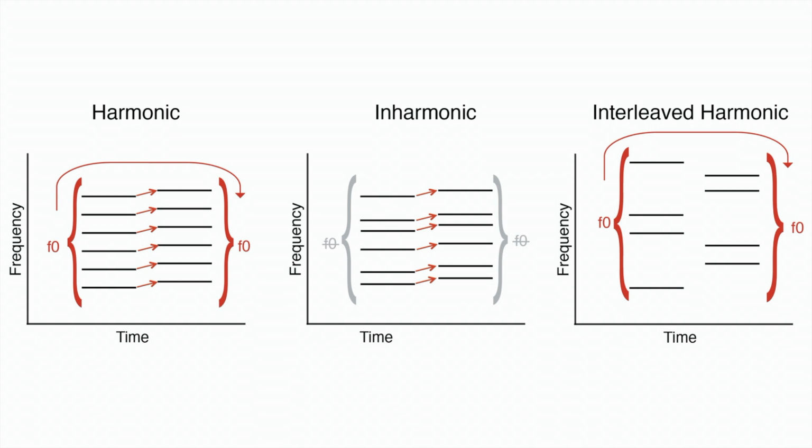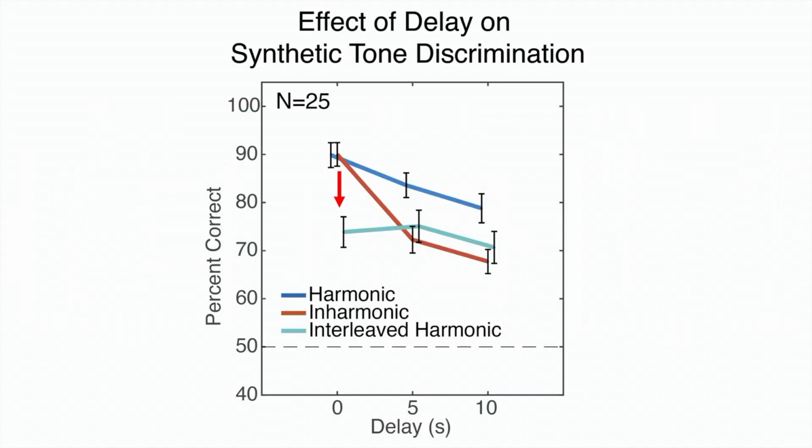Performance without a delay was worse for interleaved harmonic tones than for the regular harmonic and inharmonic tones, but unlike in those other two conditions, interleaved harmonic performance did not deteriorate significantly over time. These results are consistent with the idea that a sound spectrum mediates pitch discrimination over short time intervals, but comparisons across delays appear to rely on representations of the F0. This produces better performance for harmonic than inharmonic sounds.